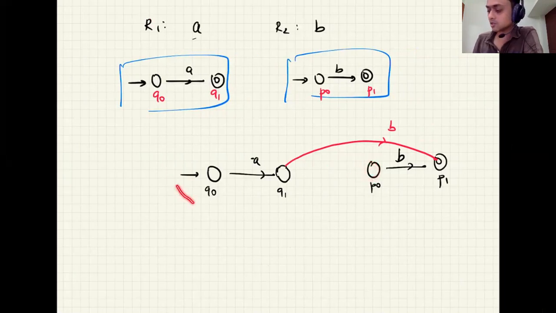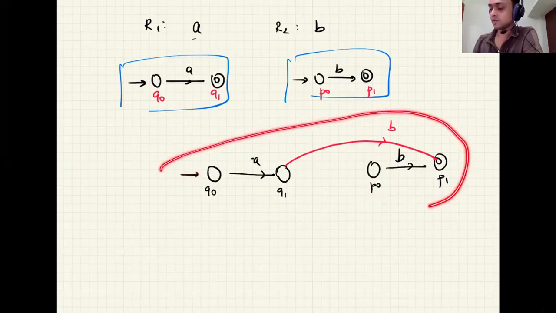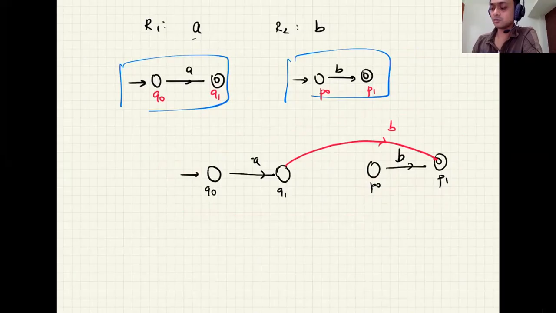Okay, so this is my automaton for AB. See, it has some extra states, but we don't care. You can even remove states which cannot be reached from an initial state, but it's okay. This is the final automaton that we get by this construction.